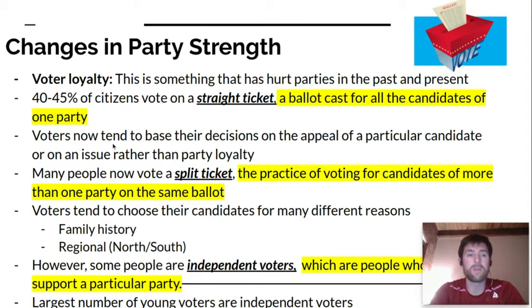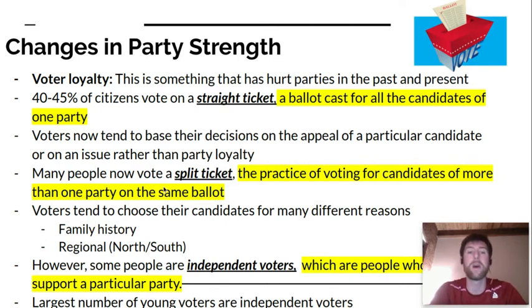Nowadays, voters tend to base their decisions on the appeal of a particular candidate or on an issue rather than party loyalty. So party loyalty is something that still happens, but it's a little antiquated. It's a little old-fashioned. Like my grandparents, for example, were very strict with one party, and it didn't matter to them who was running or what they said. They were going to vote for the party. People don't really do that as much. People still do it, but not nearly as much as before.